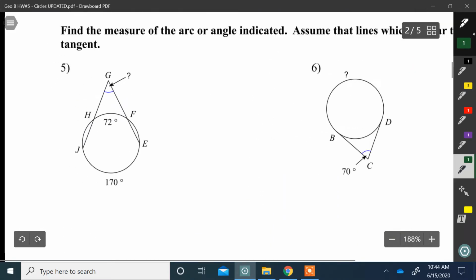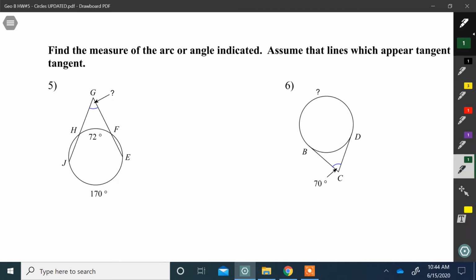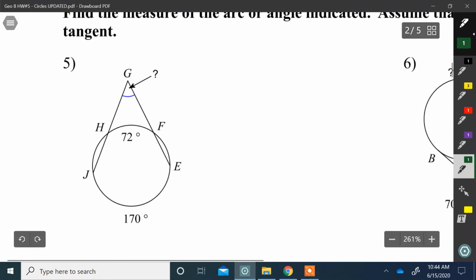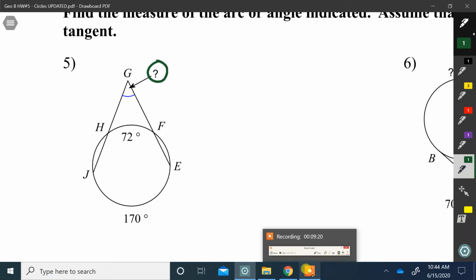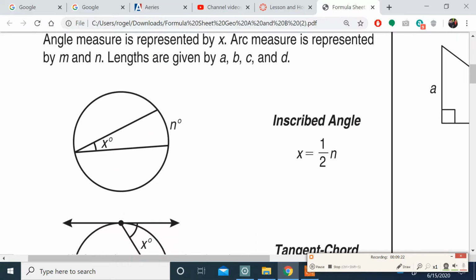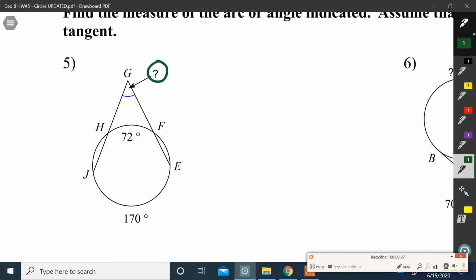All right, let's do number 5 here. It says find the measurement of the arc, or the angle indicated. Well, for this round, once again, I'm going to take a look at that formula sheet because I'm not sure which one to use, but I do know that I have to use my formula sheet in order to find that question mark right there. The first thing you need to understand is that most of the formulas actually look very similar to each other. So if you take a look at this right here, I'm going to look for something that looks like that.